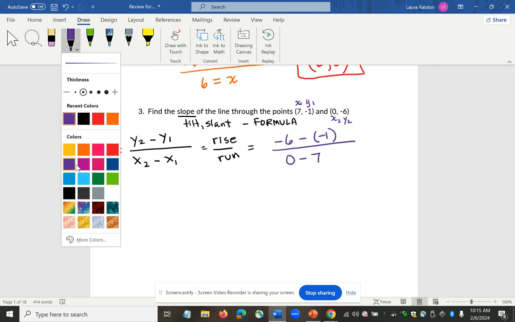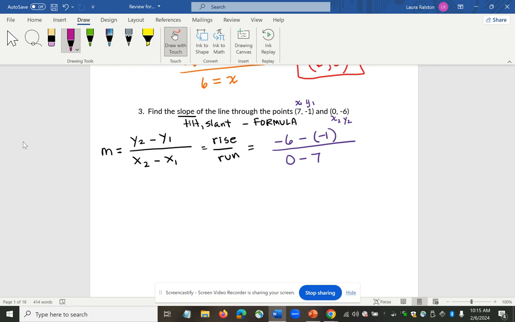Okay, so then you have to do the math. You could use a calculator, but I'm going to write it out. Negative 6 minus a negative 1 is really negative 6 plus 1, over 0 minus 7 is negative 7. Negative 6 plus 1 is negative 5 over negative 7. Remember, a negative divided by a negative is positive. So ultimately, our slope is positive 5/7.